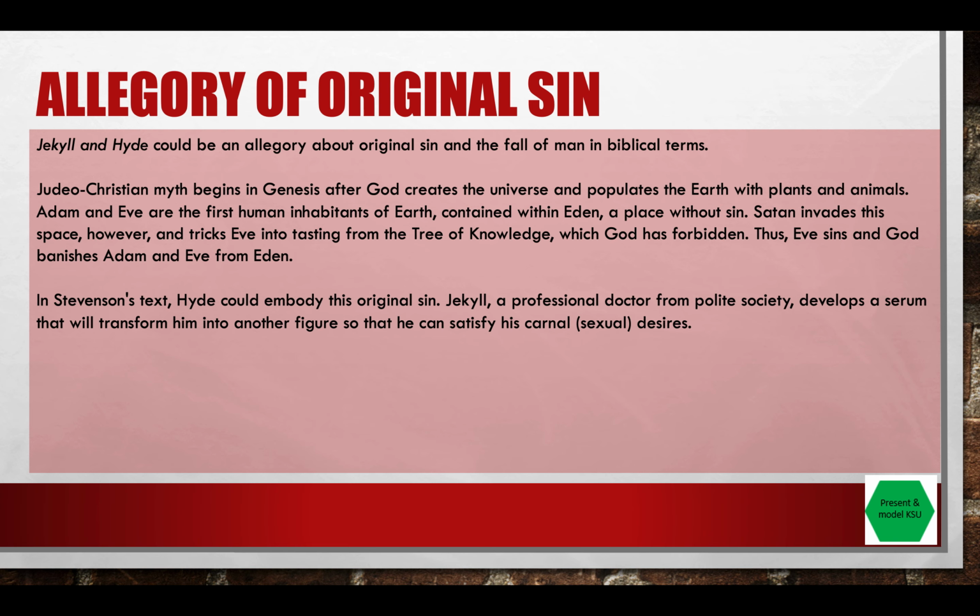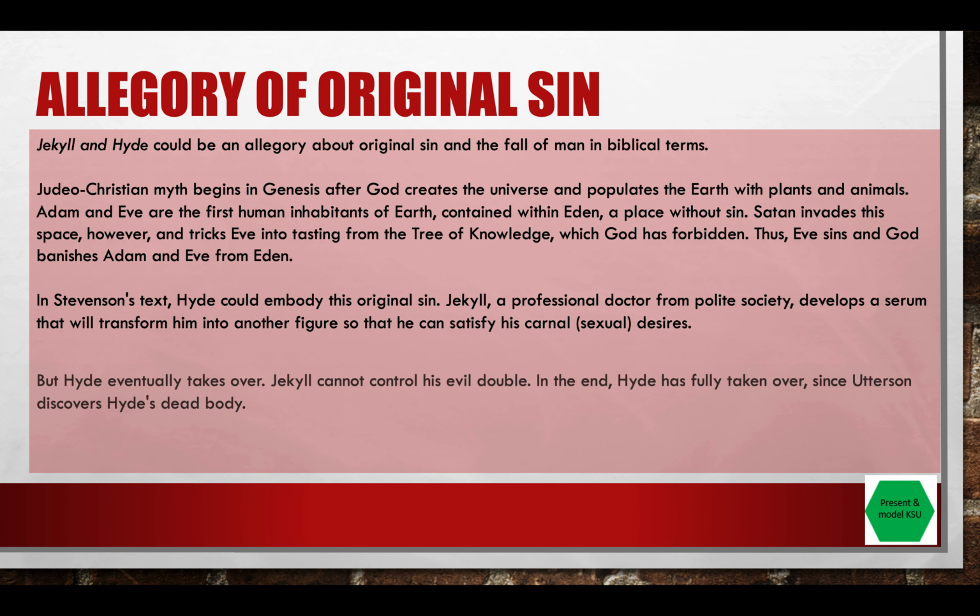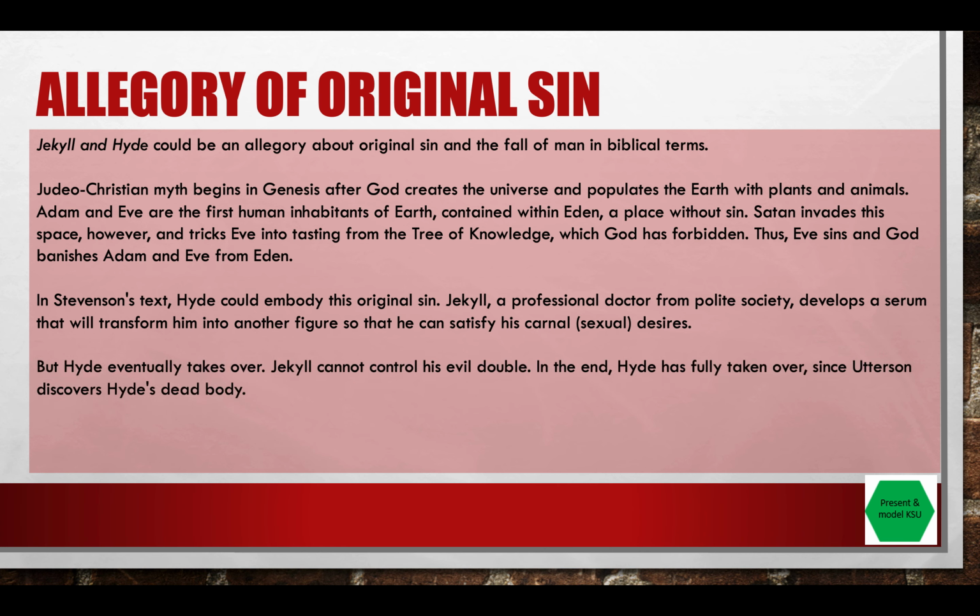Jekyll, a professional doctor from polite society, develops a serum that will transform him into another figure so that he can satisfy his carnal or sexual desires. But Hyde eventually takes over. Jekyll cannot control his evil double, and in the end, Hyde has fully taken over, since Utterson discovers Hyde's dead body. Stevenson may be suggesting that we cannot give in to the sin that lies within each of us. Jekyll finds a way to let it out, but is ultimately consumed by it.